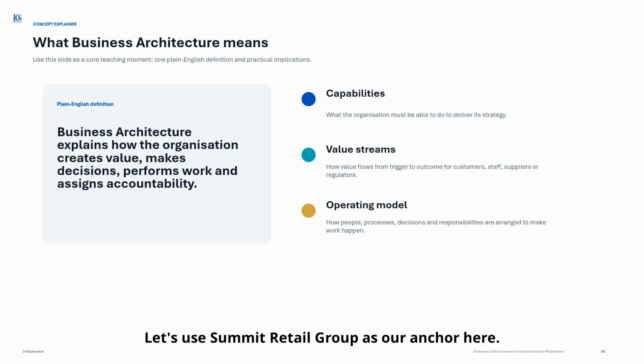Let's use Summit Retail Group as our anchor here. In retail, governance only becomes real when it touches customer journeys, product life cycles, merchandising, supplier management, store operations, distribution, finance reporting, and digital commerce. If your governance recommendation doesn't connect to those realities, it's far too abstract for this phase.